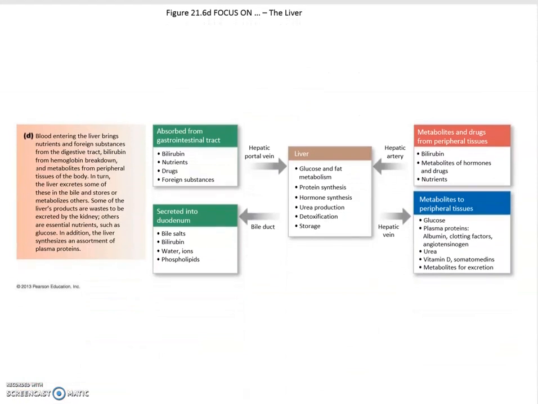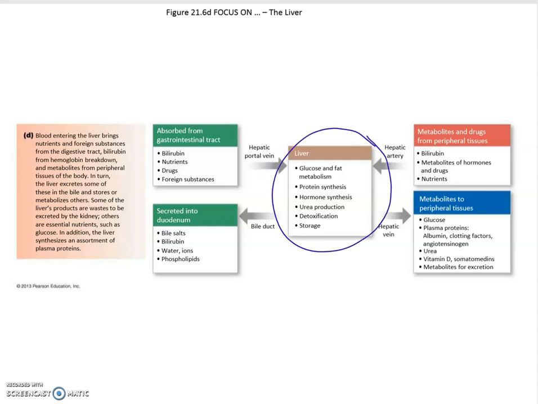So here, some more focus on the liver, and all the wonderful things that the liver will do. Here, sort of in the center, is the liver. It's responsible for glucose and fat metabolism, protein synthesis, hormone synthesis, urea production, detoxification of all sorts of things, and storage of stuff such as glycogen. And here is what comes in from the hepatic portal vein. These are all the absorbed items from the gastrointestinal tract. Now what's leaving from the liver via the bile duct would be these bile salts, bilirubin, water, ions, and phospholipids.